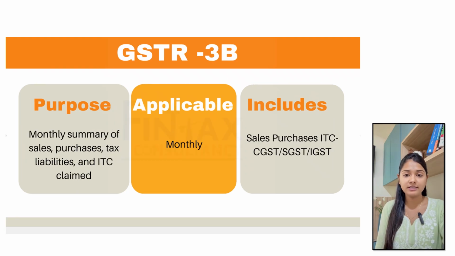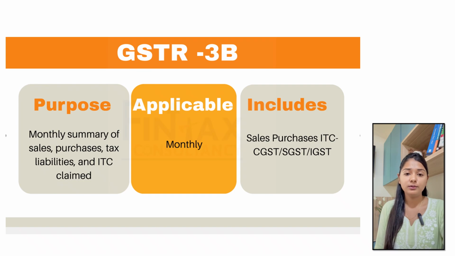Let's now talk about GSTR3B, the return where the real action happens. This is the form where you summarize your monthly GST activity and actually pay your taxes. Purpose: GSTR3B is a monthly summary return that captures total sales, that is outward supplies, your total purchases, that is inward supplies, tax liabilities, and input tax credit claims. It is applicable to all regular taxpayers, filed monthly regardless of turnover.